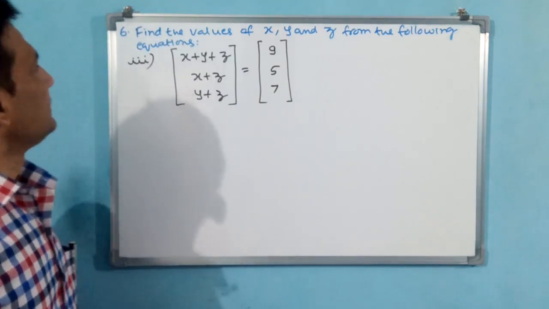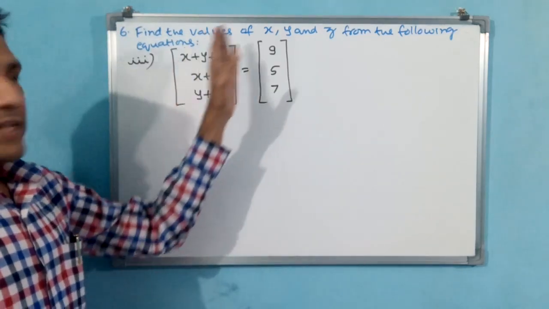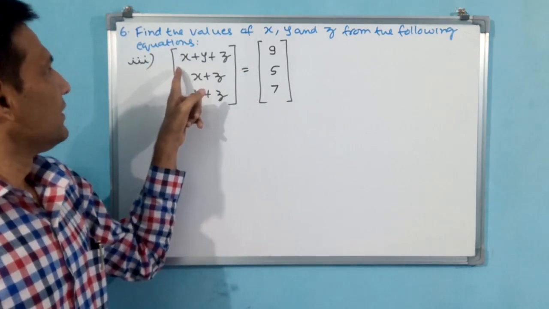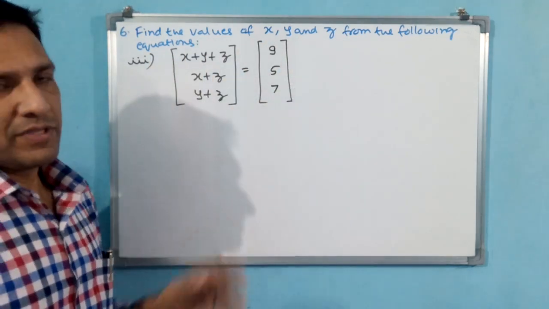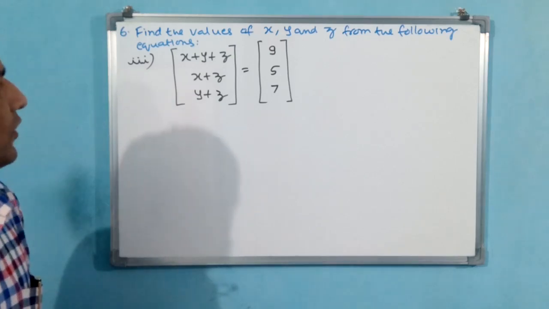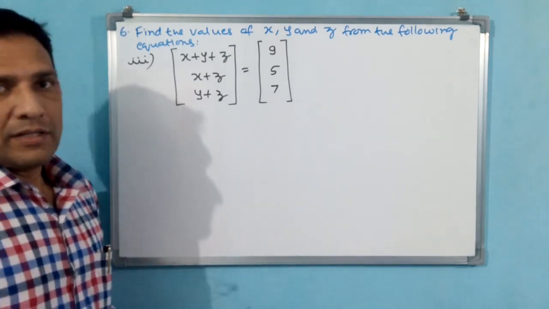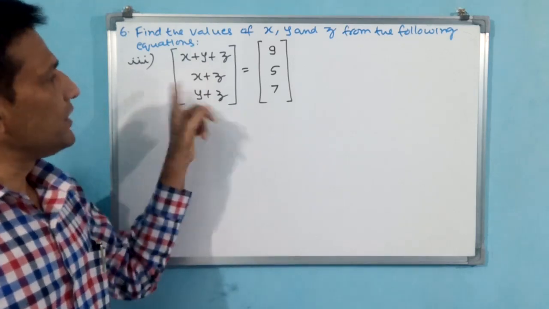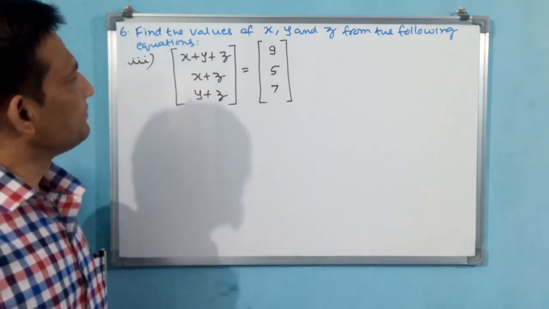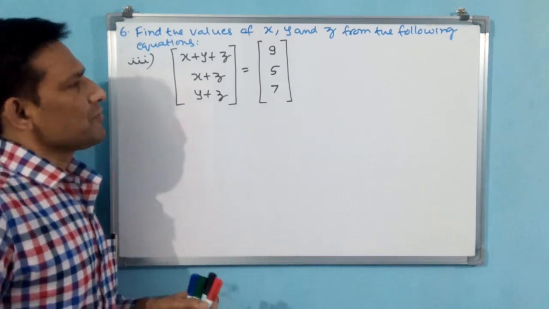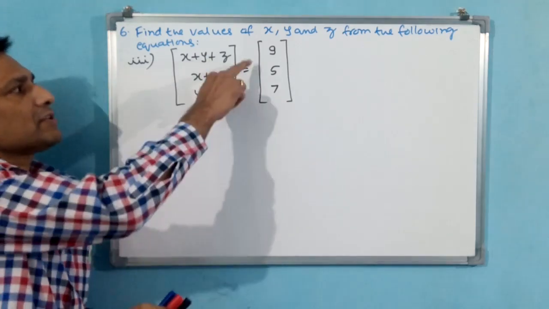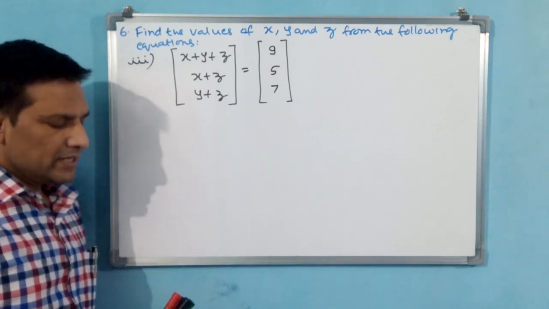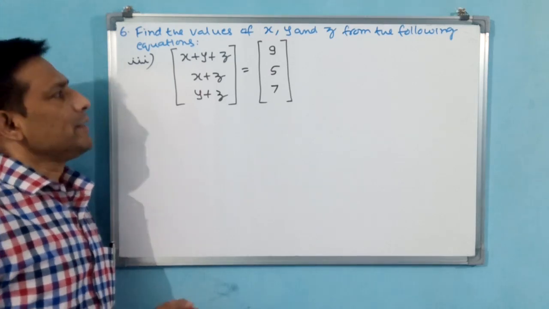See the question. Same, sixth question only, third part. Okay. Now you have to find x, y, z from these equations. If you see carefully here, this is a 3 by 1 matrix. 3 by 1. 3 rows, 1 column. But if you observe carefully, 3 equations are there, 3 variables are there. 3 equations, 3 variables we can find.